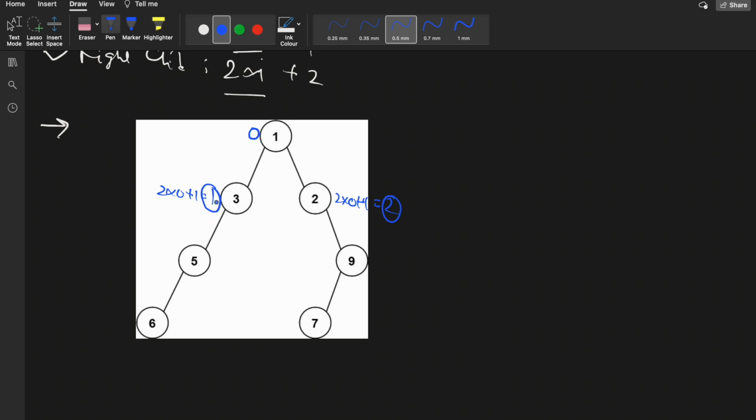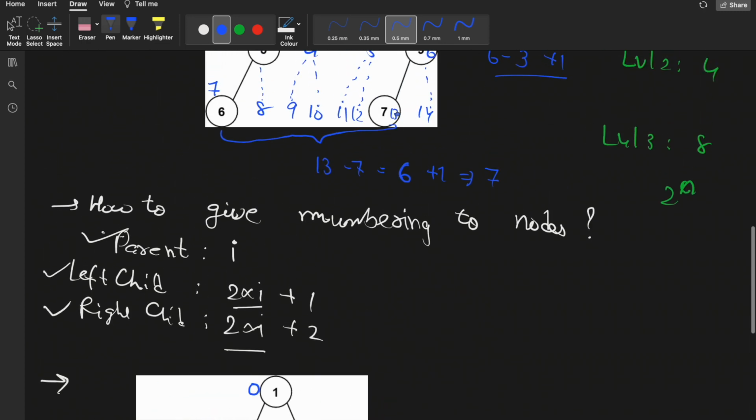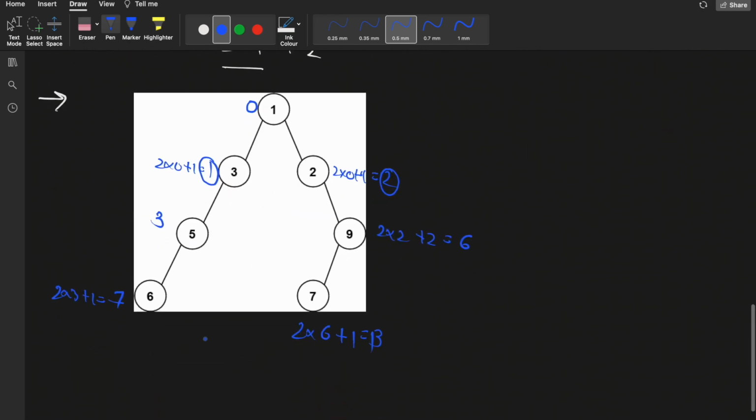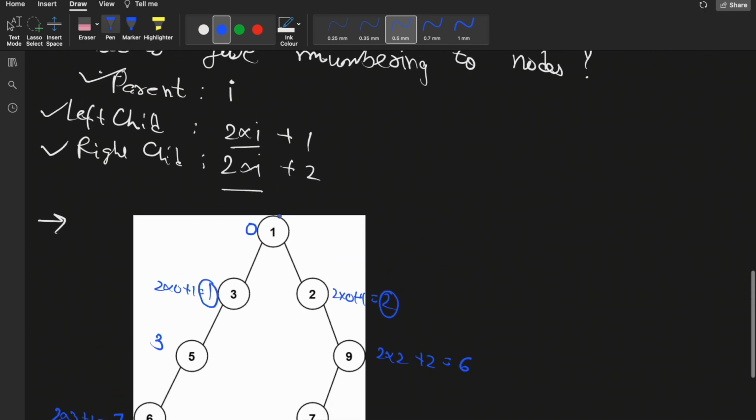Now based on the formula 2 into I plus 1, here it would be 3. Here, 2 into I plus 2, this is the right child, so 2 into 2 plus 2, 6. Now here 2 into 3 plus 1, since it is the left child, so plus 1, its answer would be 7. And here, what is this value? It is 2 into 6 plus 1, 13, right? We directly get 13 and 7. So by using this formula we can directly get the answer.